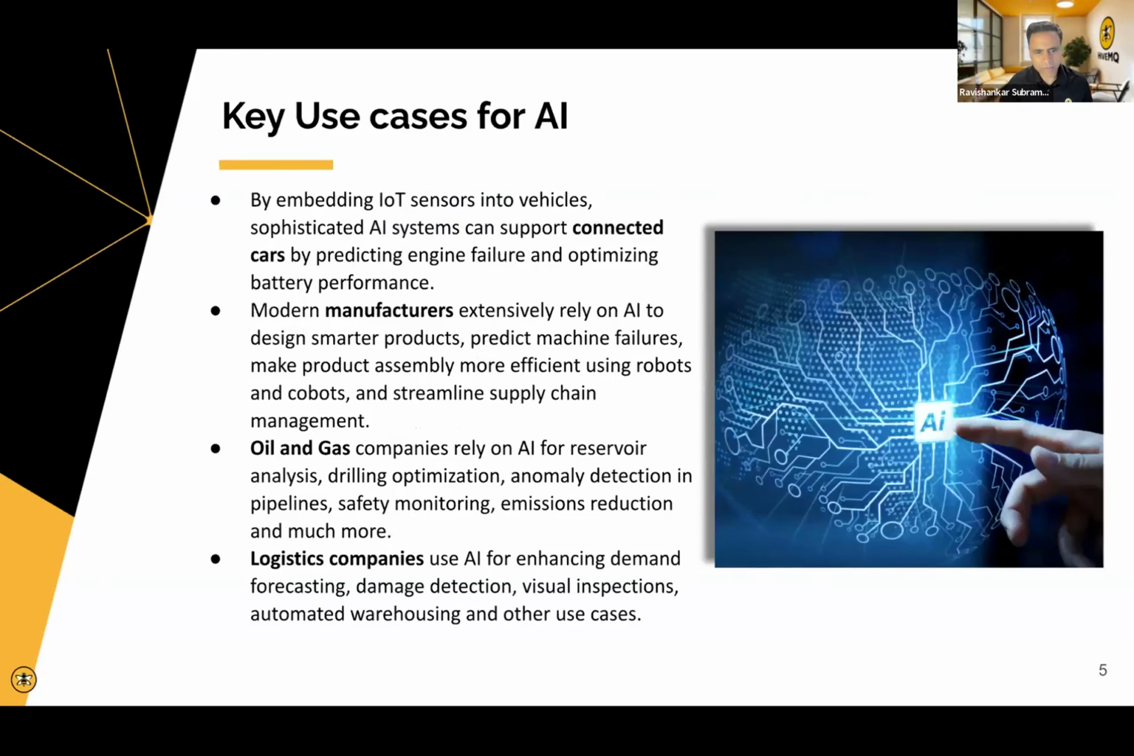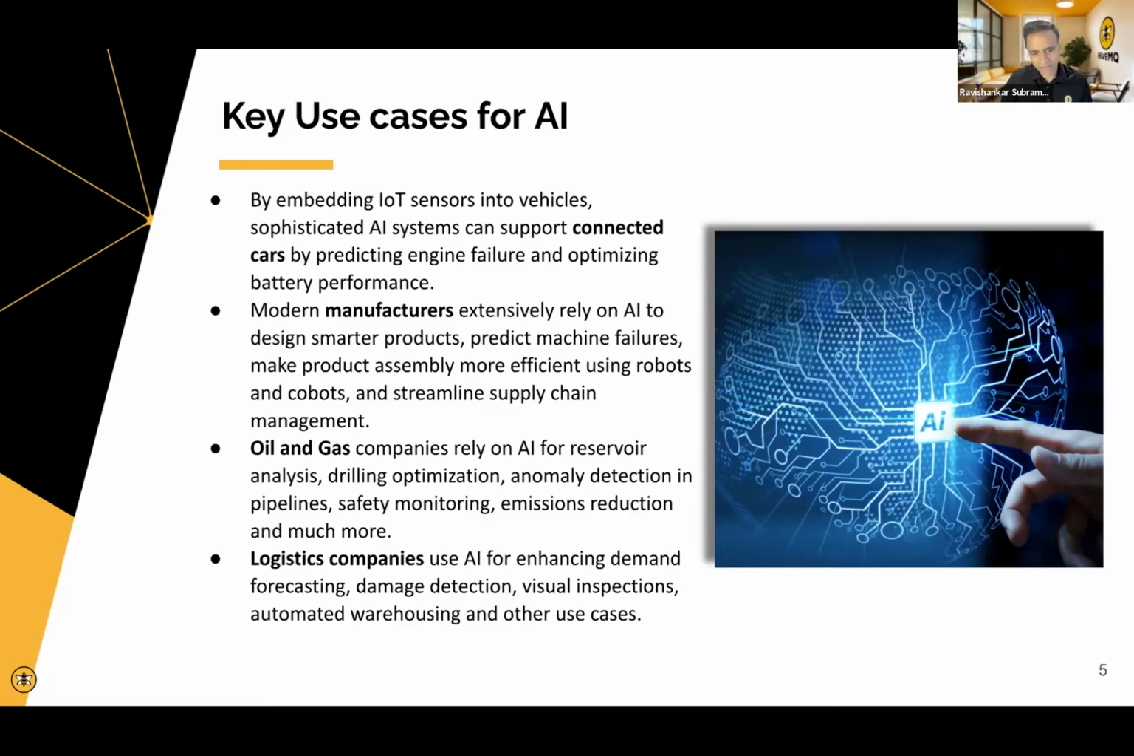So looking at the use cases, we briefly talked about it, right? There are multiple use cases of AI. I'm just showing a cross section of the use cases of AI in industrial applications that we typically see. For example, in the connected car space, it helps by predicting engine failures or optimizing the battery performance, or providing diagnostic information and using that to predict when potentially the car might have some issues around certain things, right?